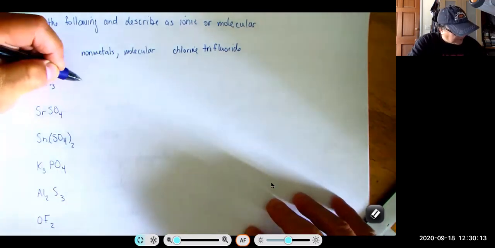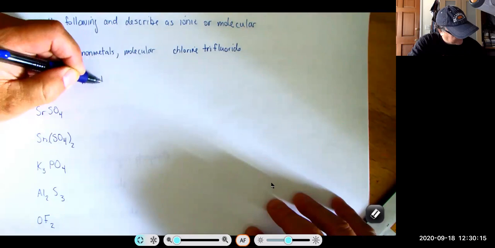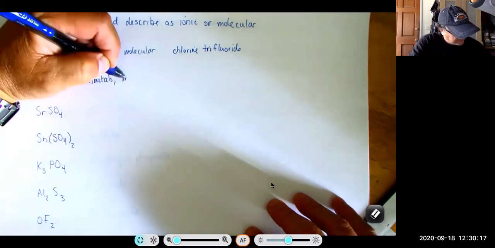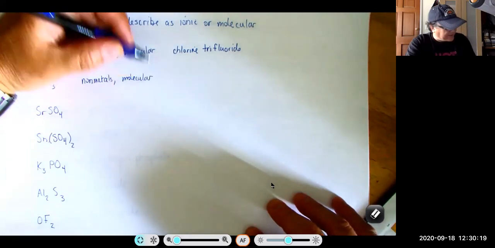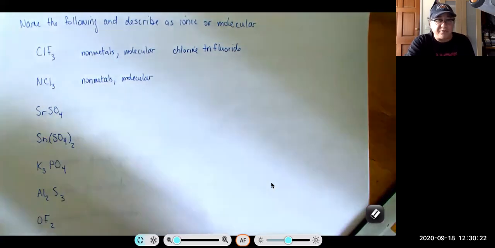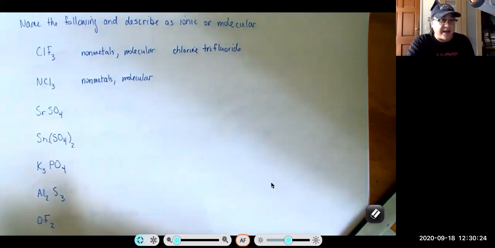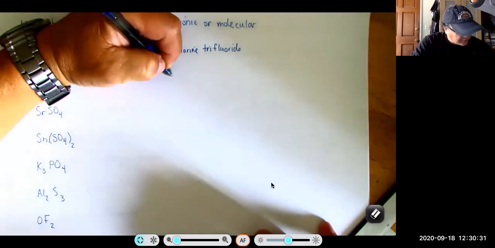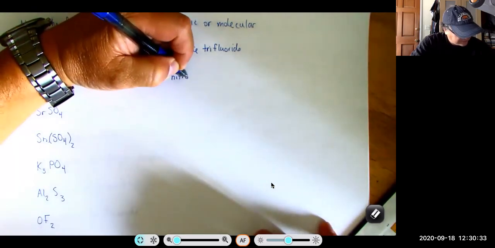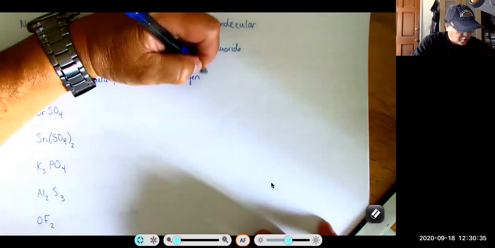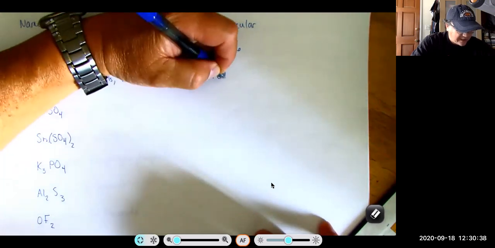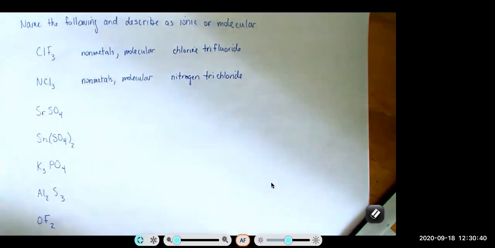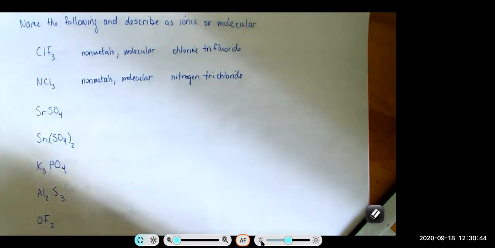Now, this one is nonmetals. So it's molecular. So before I write the name down, I want you to think about what the name should be. And then after I write it down, see if you got it correct. Trichloride. Okay, so if you got nitrogen trichloride, you nailed it.